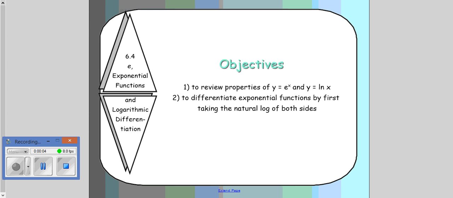Okay, so we are looking at section 6.4, exponential functions. Y'all are familiar with e. That's not a big deal, but the logarithmic differentiation is going to be the difference here. Okay, objectives. We want to review our properties of y equals e to the x and y equals natural log x. And then we want to differentiate exponential functions by first taking the natural log of both sides. That's going to be a little bit different right there.